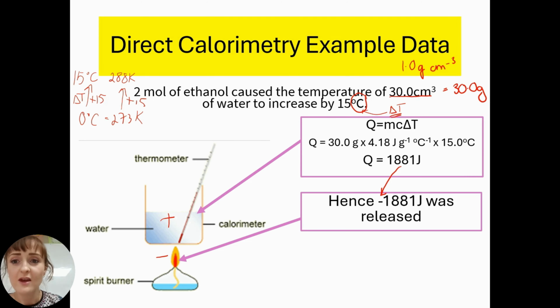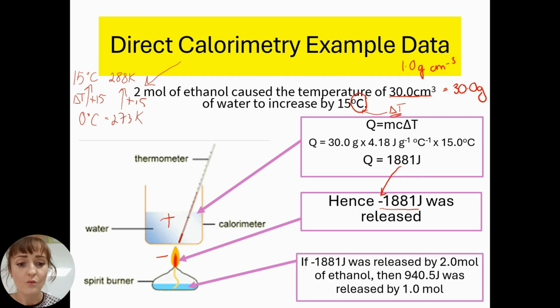The question told you that it required 2 moles of ethanol to do that. So the 2 moles of ethanol released this much energy. That means that 1 mole of ethanol would release half that value. So your value for your enthalpy of combustion would be minus 940.5 joules. Note how important the minus is here. In an exam, if you don't put in that minus, automatically you'll be losing a mark.